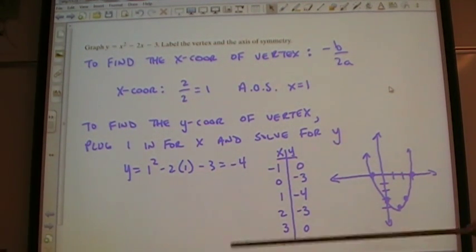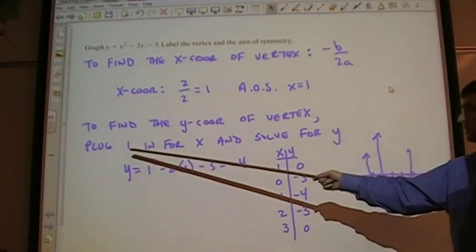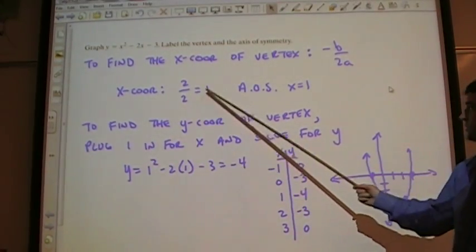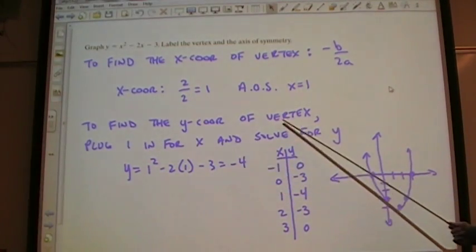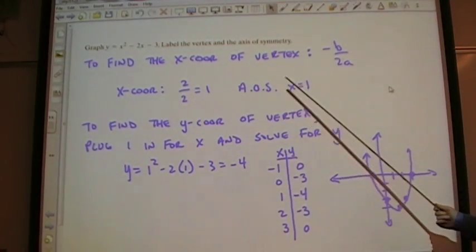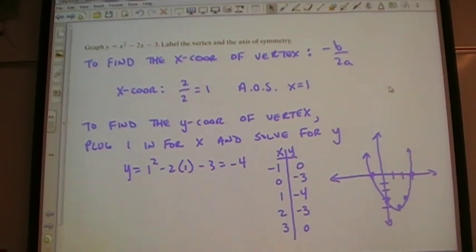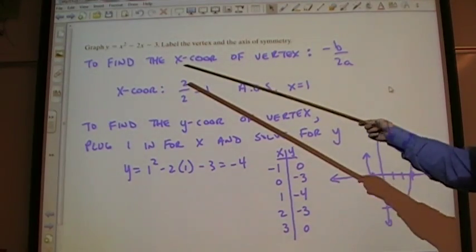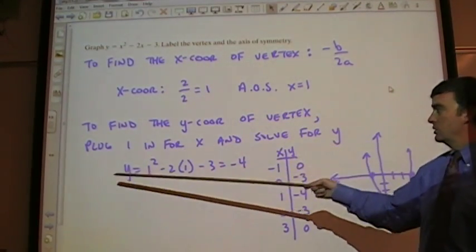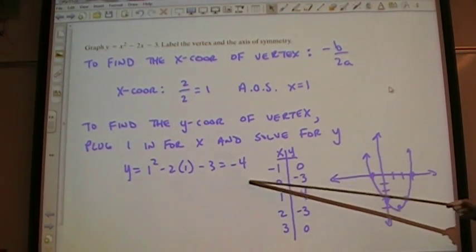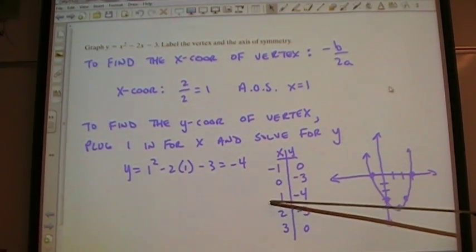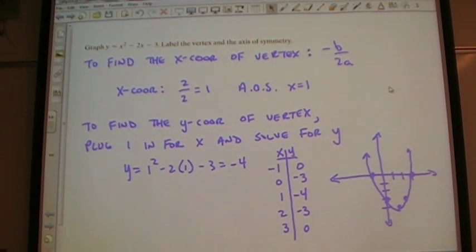To find the y-coordinate of the vertex, plug 1, since I got 1 from the x-coordinate, plug 1 in for x and solve for y. So you plug in whatever you got for the x-coordinate of the vertex into the original problem and solve for y. So what's 1 squared minus 2 times 1 minus 3? Negative 4. So the vertex is 1, negative 4.